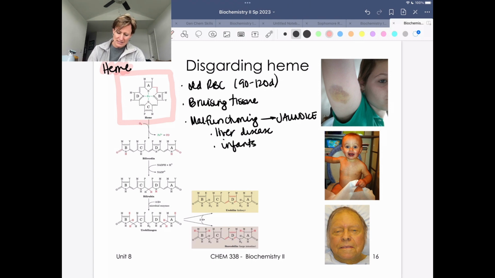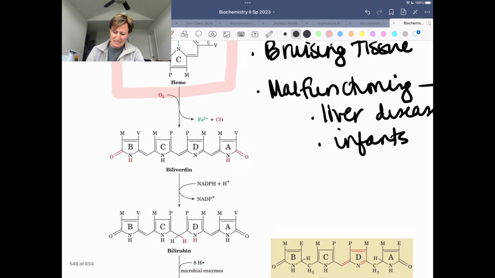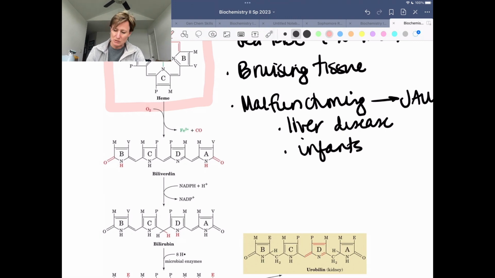So as we go through this degradative process, and I'm not going to go through the details here, you can see a first step is a ring opening, and it generates something called biliverdin. Biliverdin is going to be green in color, as the name biliverdin refers to it as being green in color. So biliverdin is green.